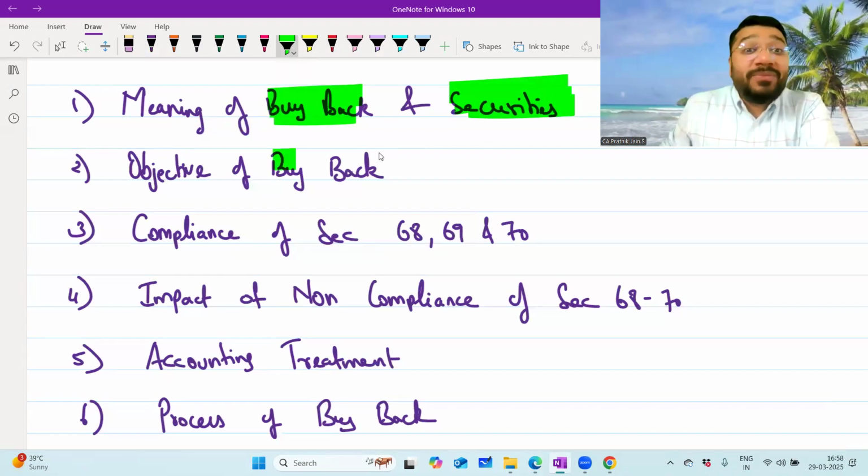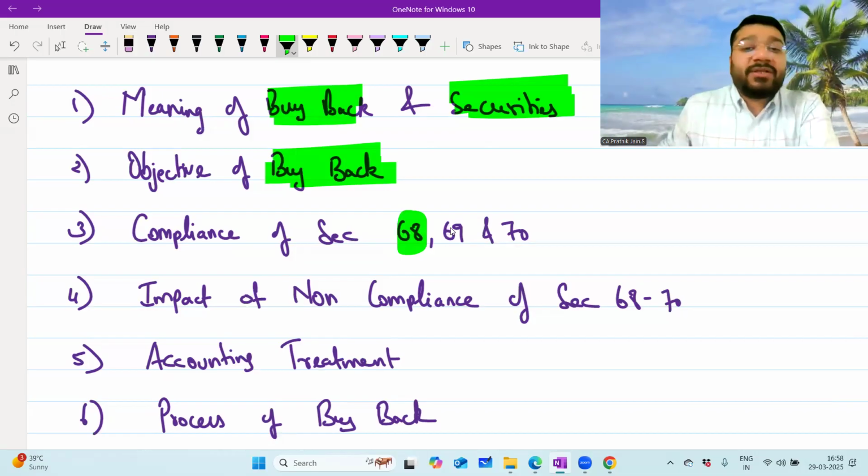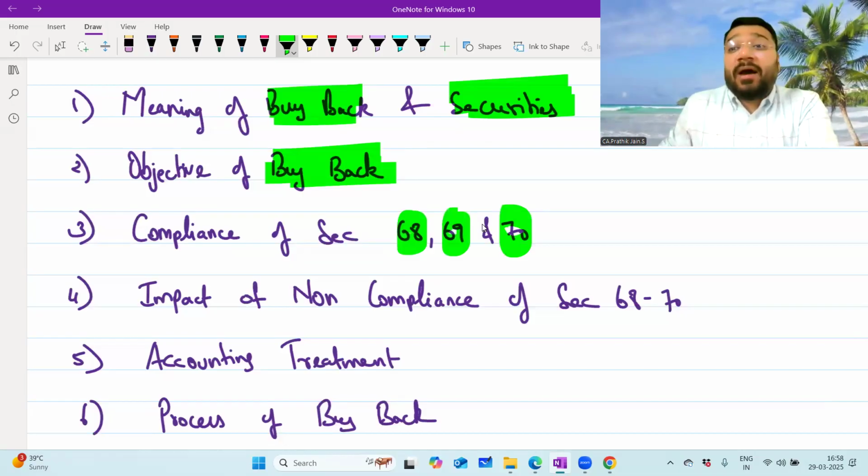Next, what is the objective of buyback? What is the purpose of buyback? What are the advantages of buyback? Then we'll try to understand there are certain provisions of Companies Act 2013, which are sections 68, 69, 70, that come into the picture and that we have to comply with while doing the buyback.